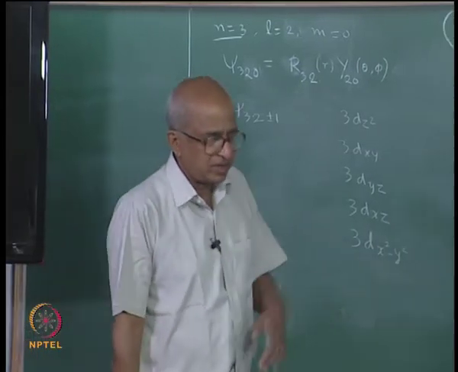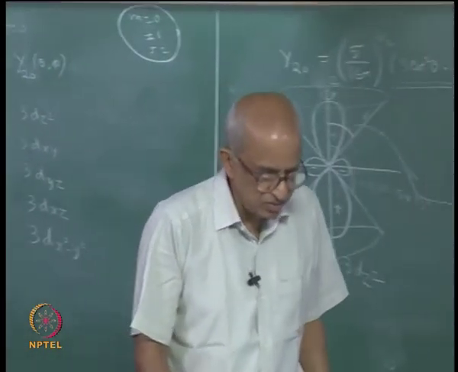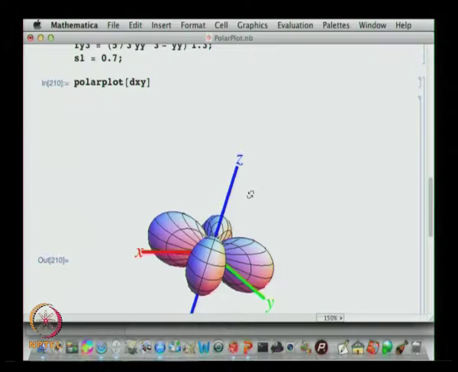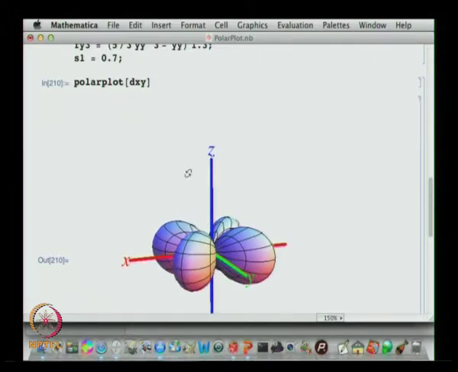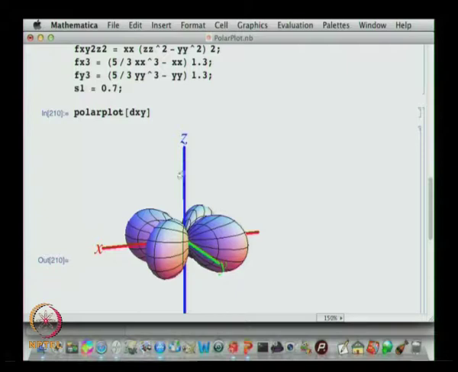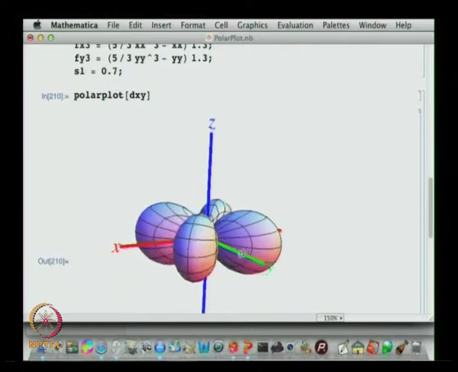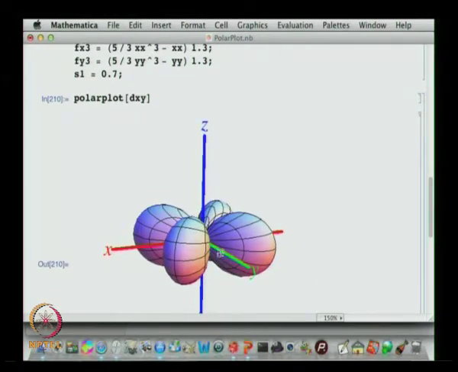So, 3D xy is the one that you can see here, as you will see in the picture. See, this is your z direction, you have the x and y axis, and you can see that this has 4 lobes, right, which are clear in the picture, and these 4 lobes are pointing in between the axis. The important thing is to realize that the orbital is lying in the xy plane, and there are 4 lobes.